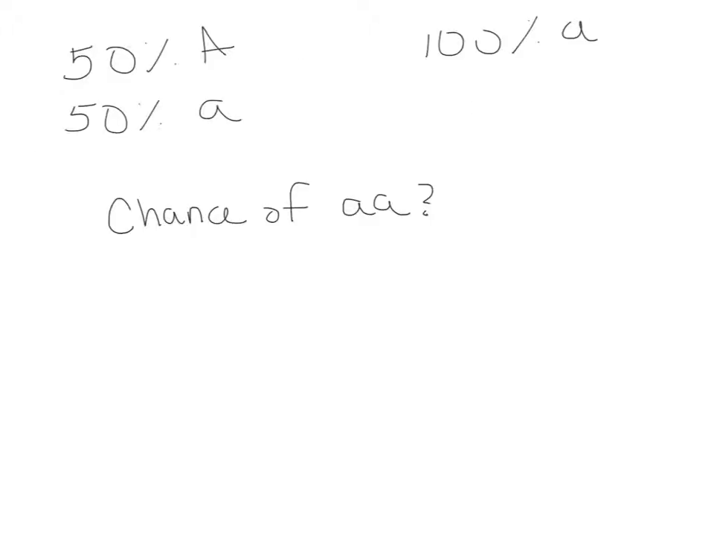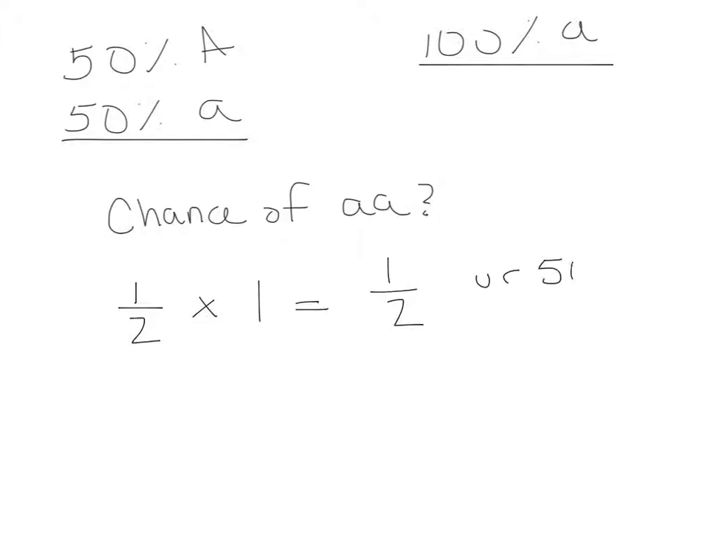To figure out the chance of having a child that is homozygous recessive, we have to multiply the probabilities from each parent. So there's a 50% chance, or 1/2 chance, of having a little a from dad, and a 100% chance of having a little a from mom. So this means there is a 1/2 or 50% chance of these parents having a child with little a, little a.